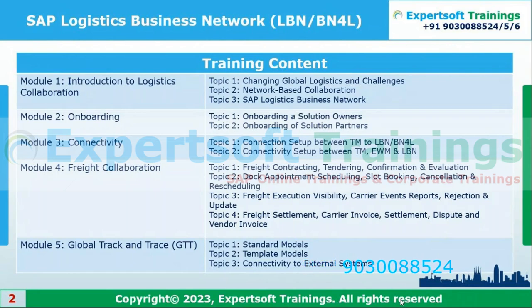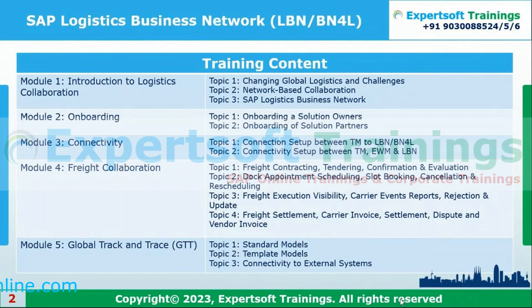The second thing is the connectivity. How do we make the connectivity? TM to LBN will be connected through two interfaces. One is the SOA Manager, the second one is the CPI. Because LBN is in a cloud, we have to connect through a CPI. So how do we make a connectivity between them?